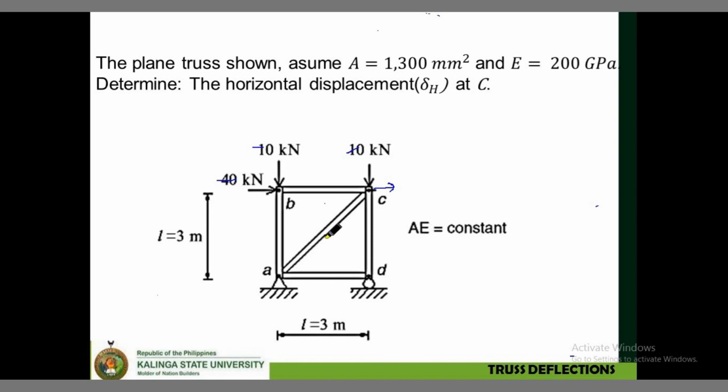Okay. Then, the length of AD is also 3 meters. So, this truss is a 3 by 3 truss. As you can see in the problem, the area and the modulus of elasticity are constant. What do we mean by constant? The area of each member is the same, and the modulus of elasticity of the members is also the same.